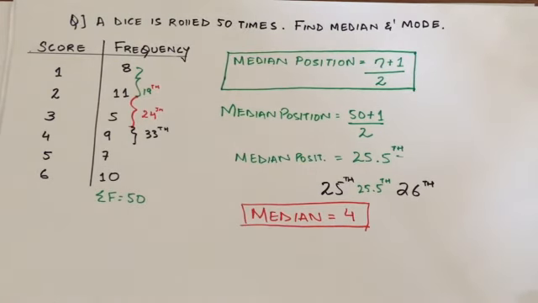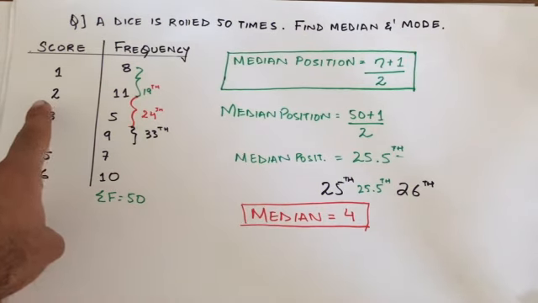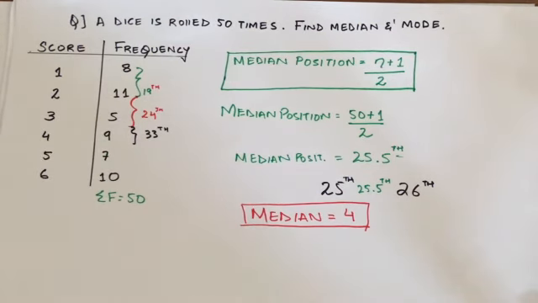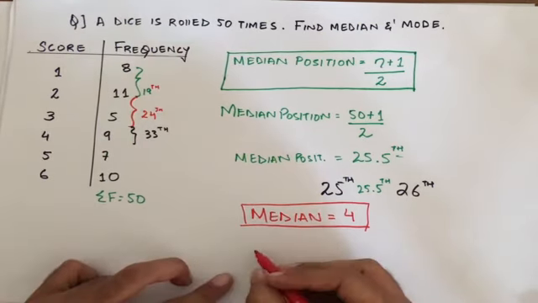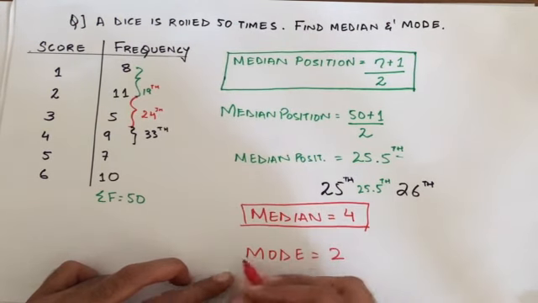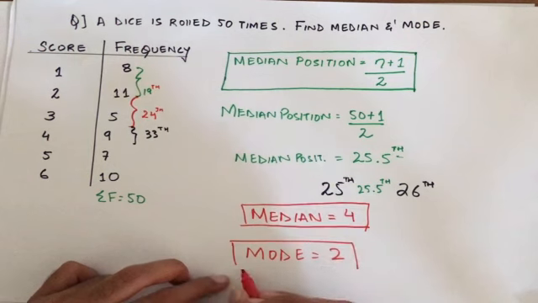So moving on, solving for the mode. The mode is the most repeated value or the most frequent value. As you can see, the dice when rolled, 2 came out the most, that is 11 times. So mode is simply equivalent to 2.